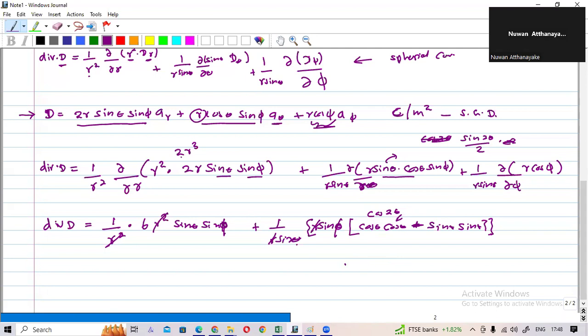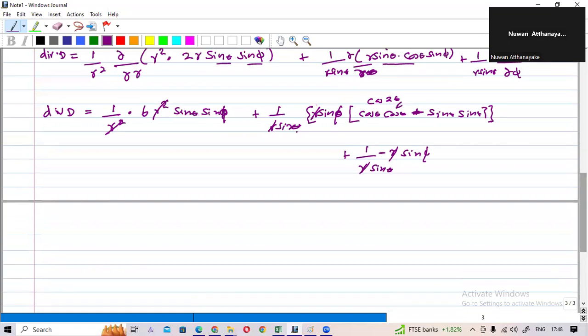Okay. Plus this one, 1 over r sine theta, r cos phi. Then it will be r sine phi minus. Okay. So these r are cancelled out. So you will have minus sine phi over sine theta. Okay. So that is the divergence.